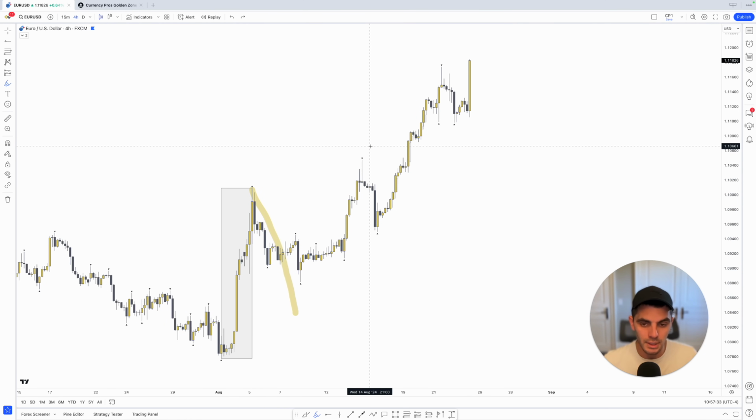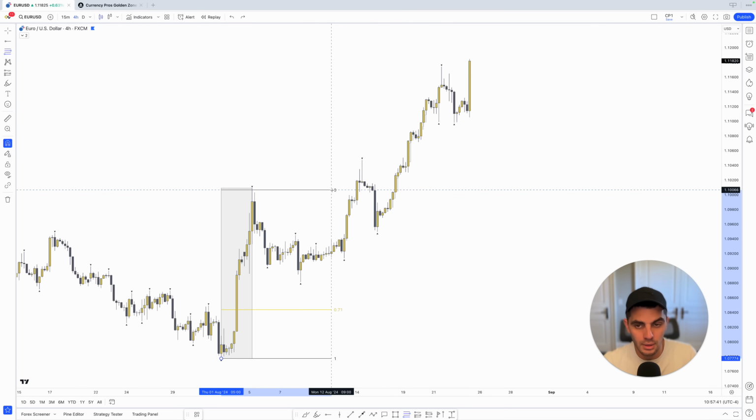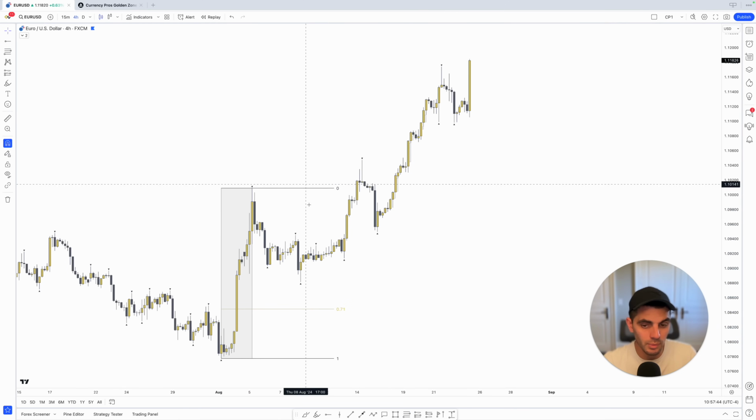Now, with that being said, on this bullish range specifically, I wouldn't have gotten a retracement there because I like to use pretty deep retracements using the Fibonacci tool, and I typically enter at the 71%. So as you can see, price didn't make it down to the 71%. Instead, it kind of bottomed out here and then pushed higher.